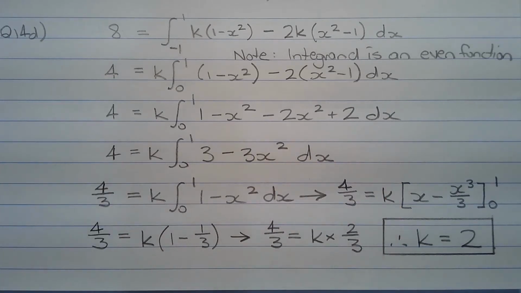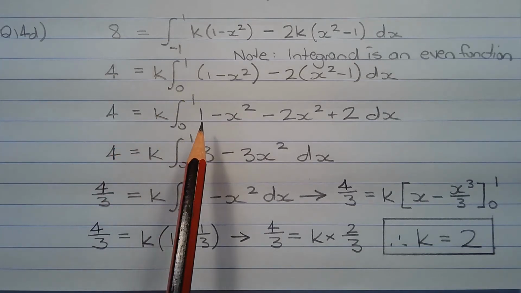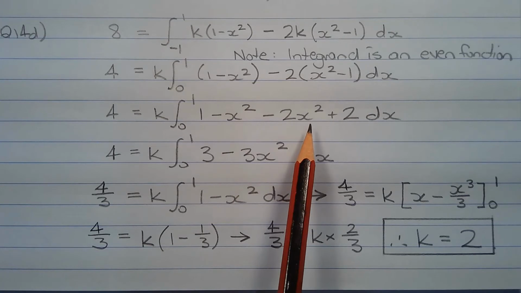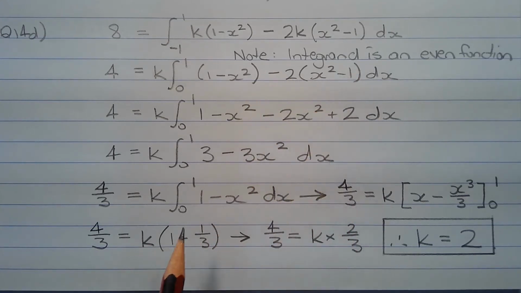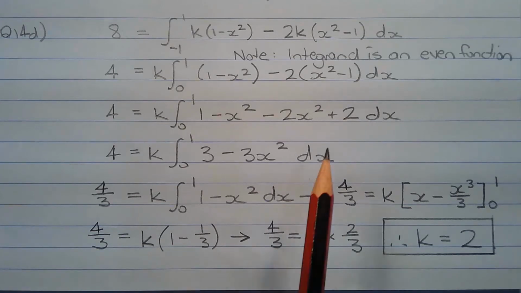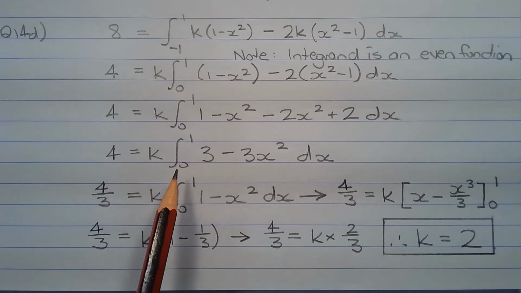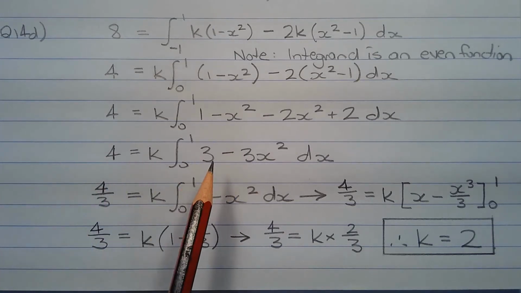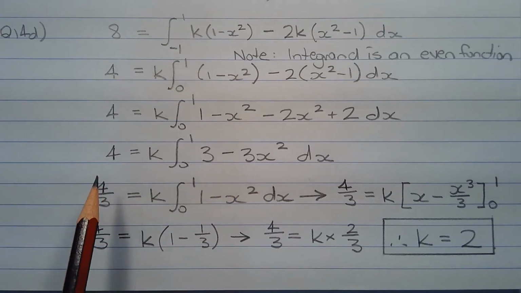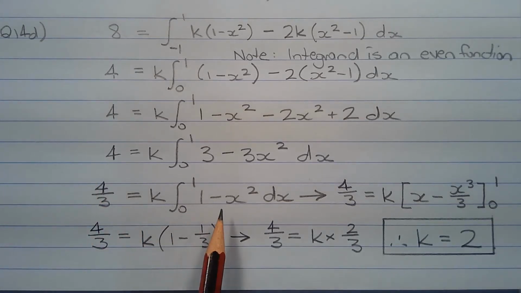Expanding the brackets, we have 4 equals k times the integral from x equals 0 to 1 of 1 minus x squared minus 2x squared plus 2, because we have -2 times -1, which gives us +2, dx. Combining the like terms, we have 4 equals k times the integral from x equals 0 to 1 of 3 minus 3x squared dx. Now we can divide both sides of this equation by 3. So we have 4 over 3 is equal to k times the integral from x equals 0 to 1 of 1 minus x squared dx.